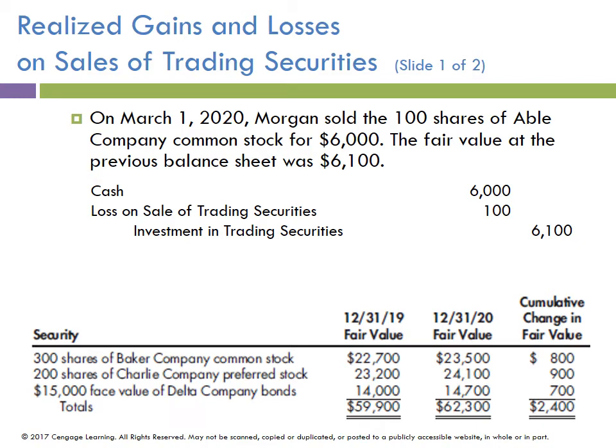Now, what happens on March 1st, 2020, when Morgan sells the 100 shares of Able Company common stock for $6,000? Remember, the fair value at the balance sheet date was $6,100. Well, we have to credit the investment account for the $6,100, what it's currently listed at in the T account, which was the last fair value. Debit cash for $6,000, and then the difference would be a loss on the sale of trading securities.